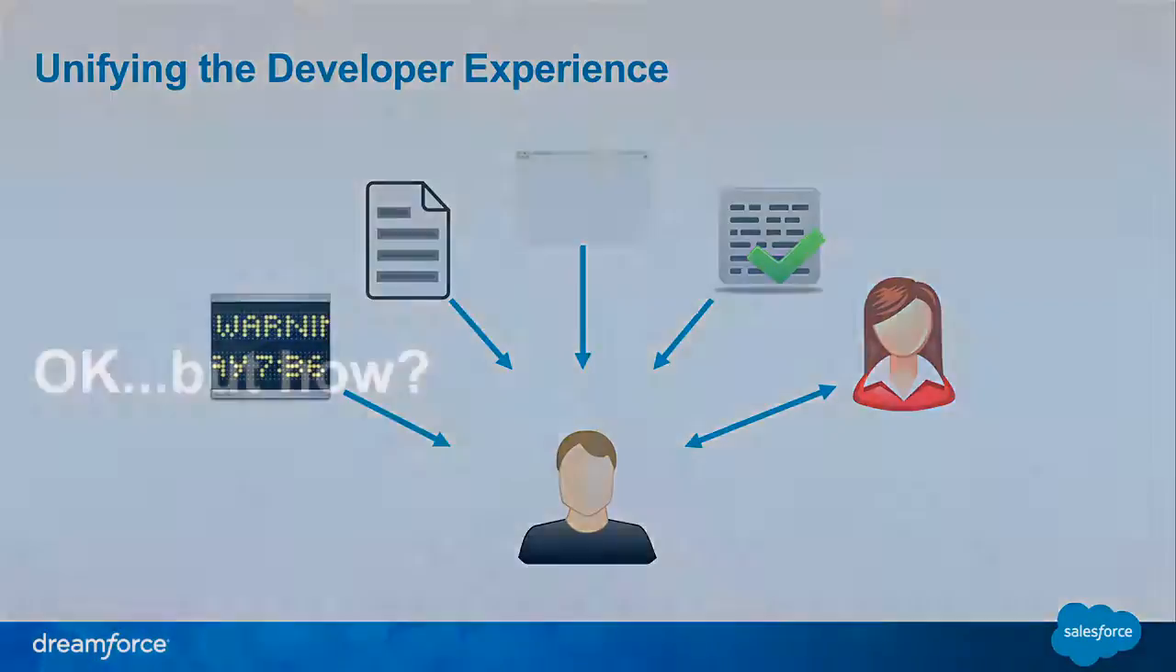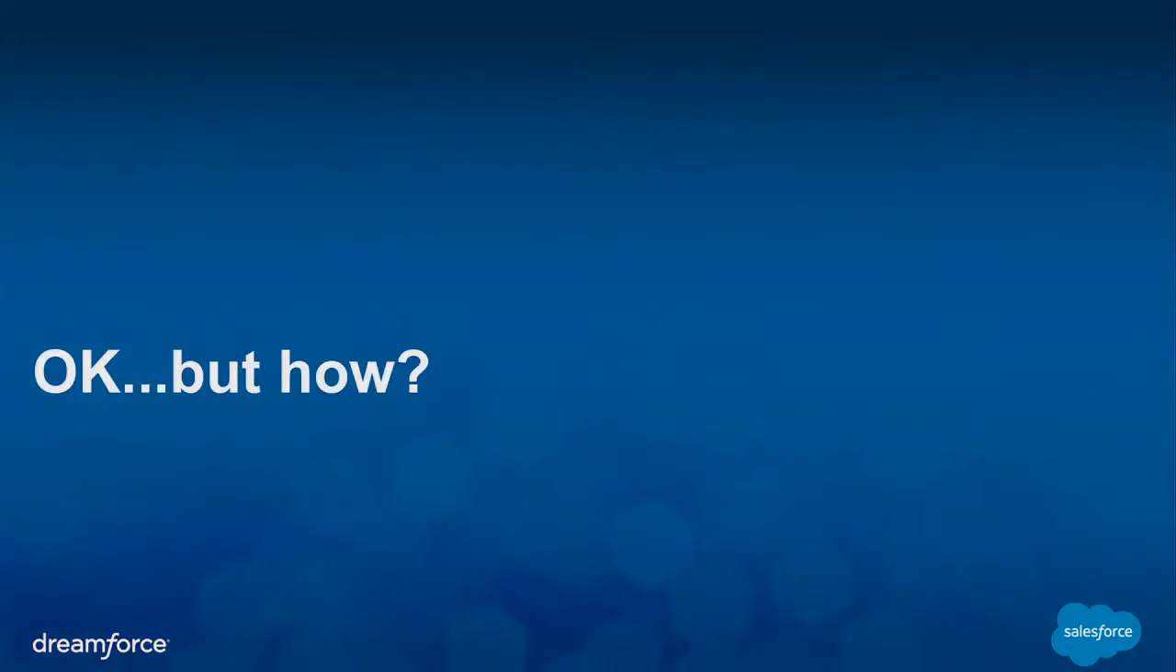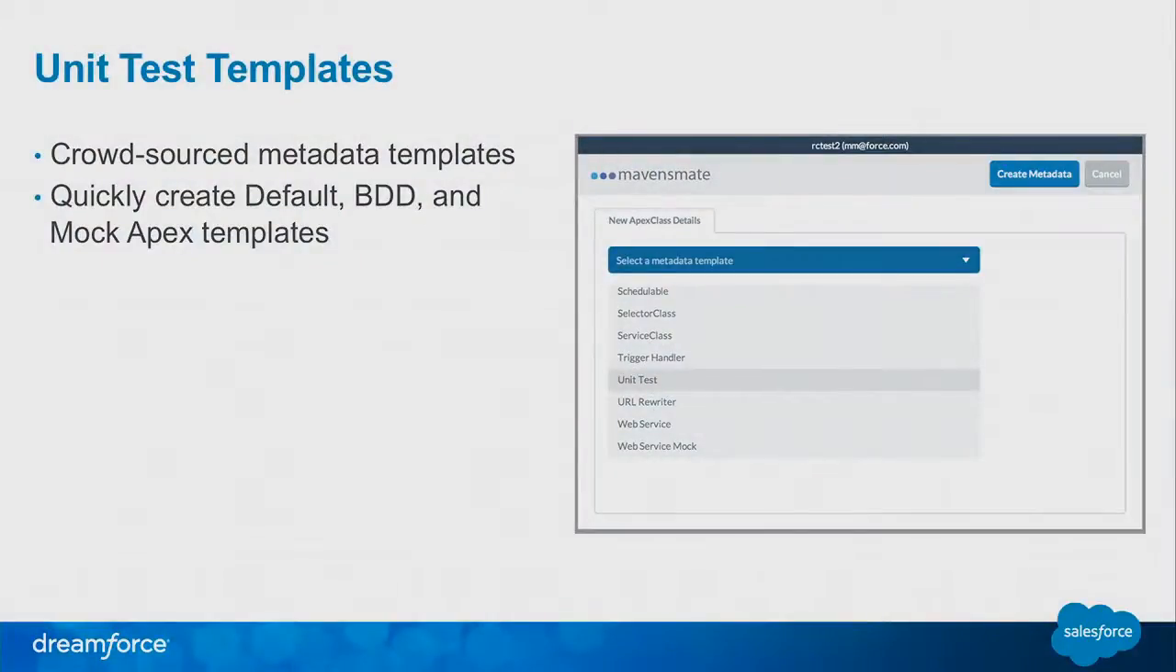So now that we know about where we're looking, we want to talk about what we've been doing to really bring this to fruition. The first thing is unit test templates. These are crowdsourced metadata templates that come from a GitHub MavensMate template project. Any of you can contribute to this, and we invite you to. All you have to do is submit a pull request with a template that you have, and if it gets accepted, it will automatically be pushed out to everybody who's using MavensMate.